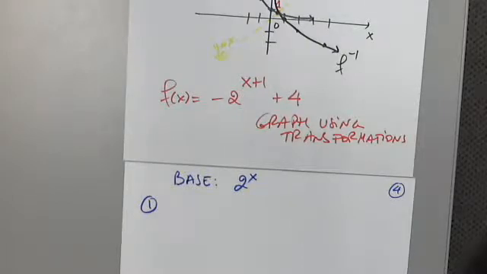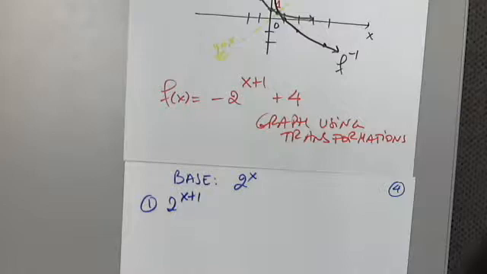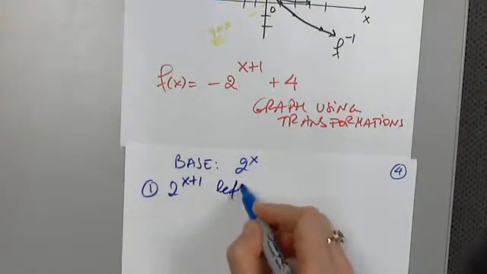Then we have the first transformation on 2 to the x in order of operations. What will that be in order of operations? I'm changing x into x plus 1. Very good. What does that do to 2 to the x? When I change x into x plus 1, which direction? Left one. Awesome. Left one.